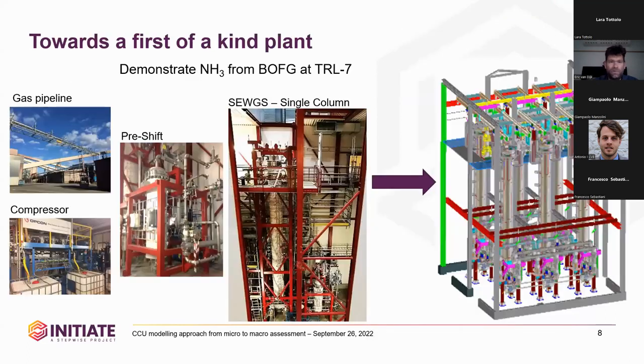So let's continue. An important aspect of the project is the actual construction of a pilot plant. In previous projects, we already have equipment in place in the north of Sweden at Swerim, next to the SSAB steel plant. And we are utilizing and expanding that equipment towards a multi-column CWAC system and the ammonia loop.